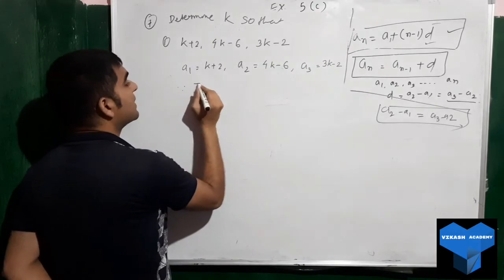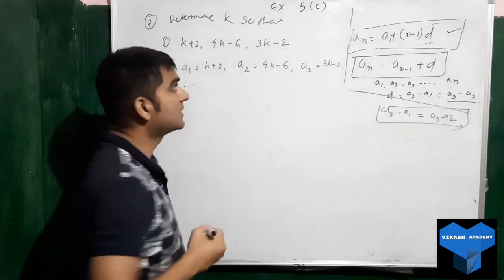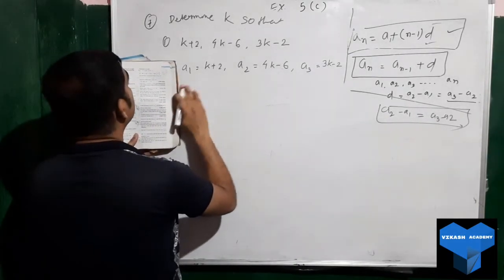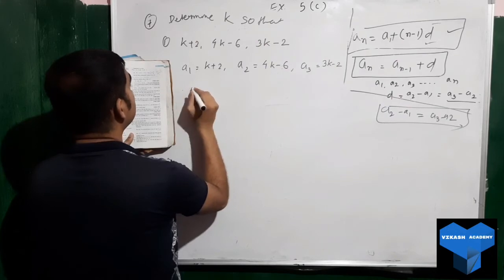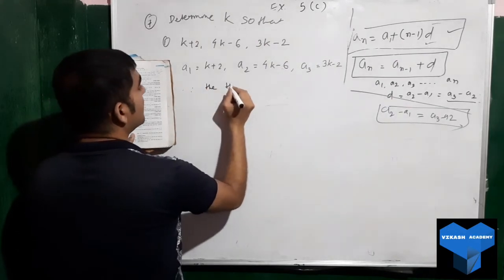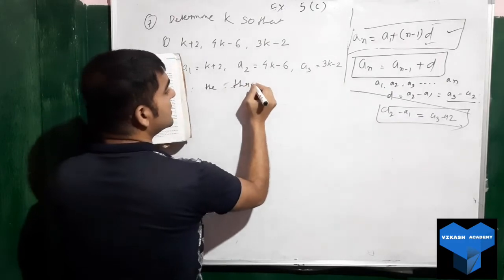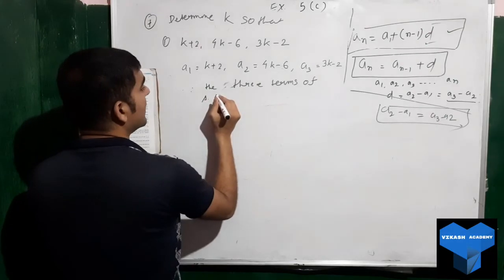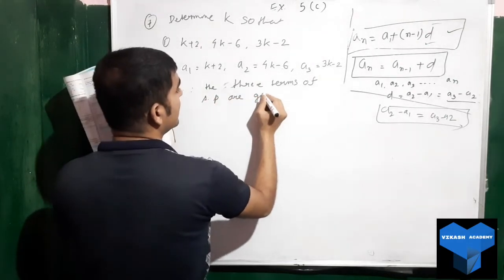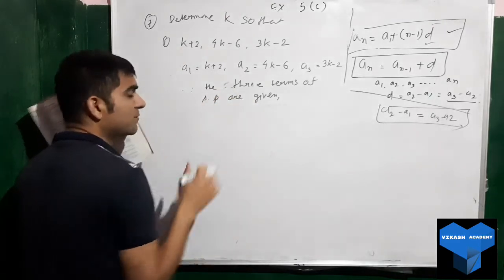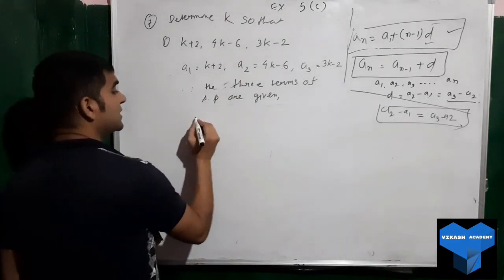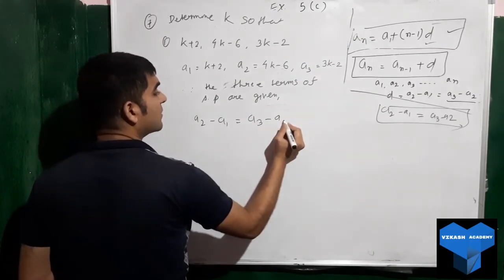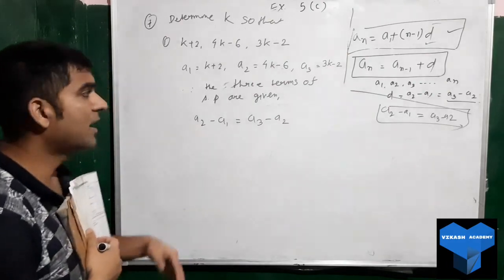So now what do we write? Since the three terms of AP are given, we will get the condition a2 minus a1 is equal to a3 minus a2. Find out this and see what you are getting.